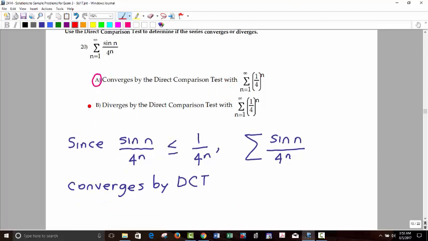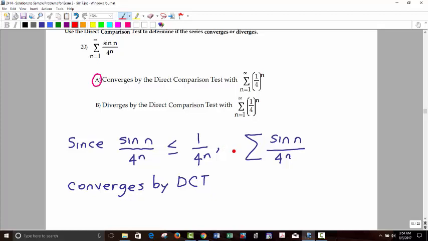So I'm going to use the fact here that we're going to compare with that 4 to the n on the bottom. We're going to compare it with 1 over 4 to the n. That works out good, because the denominators are the same. And then we can say that sine of n is always less than or equal to 1. It can equal 1, but it's always less than or equal to 1. So the direct comparison test basically says that if the larger series converges, the smaller will converge. We know 1 over 4 to the n is a converging geometric series.